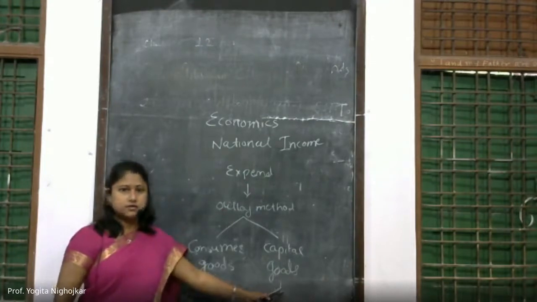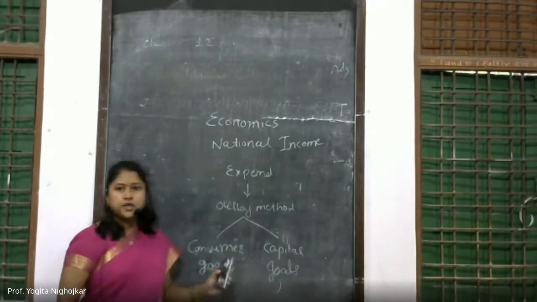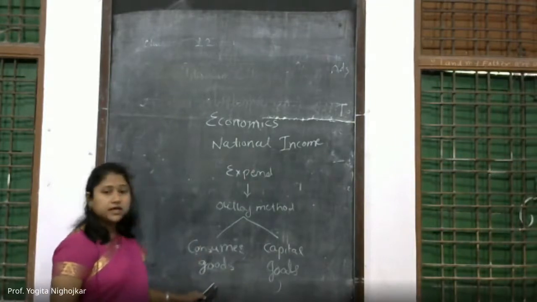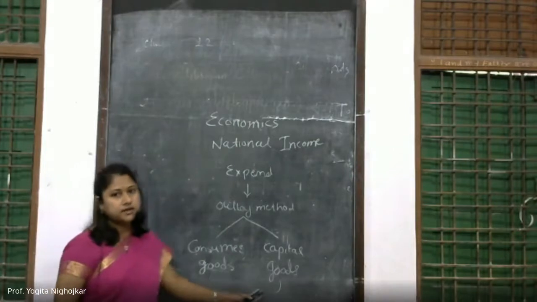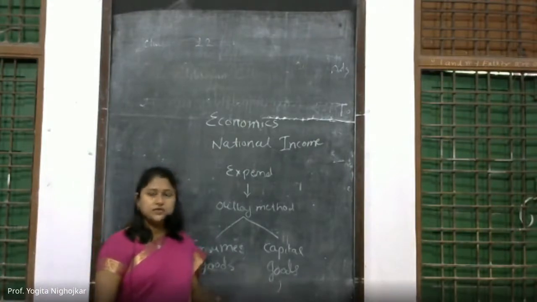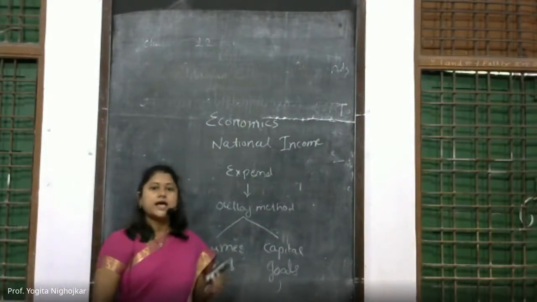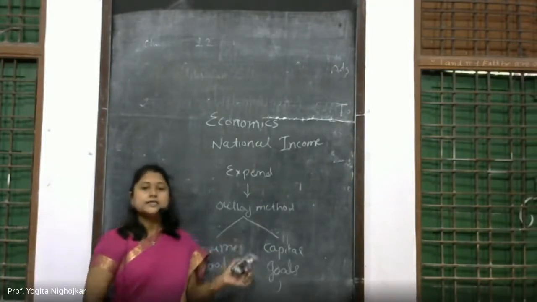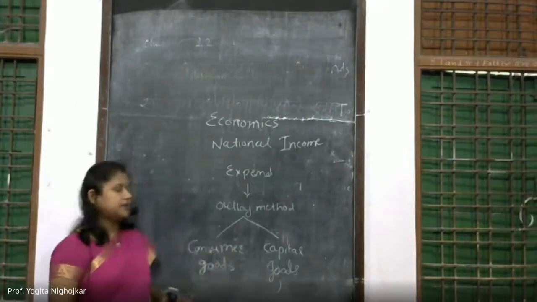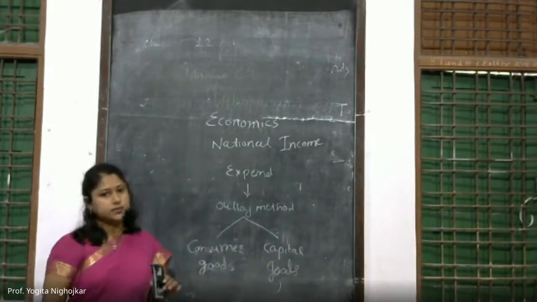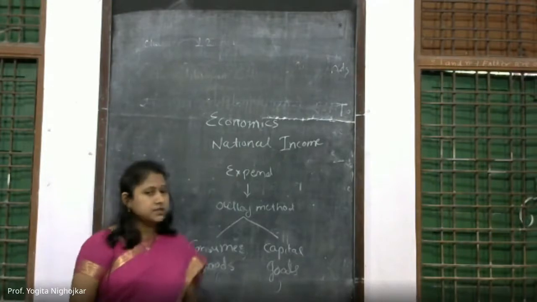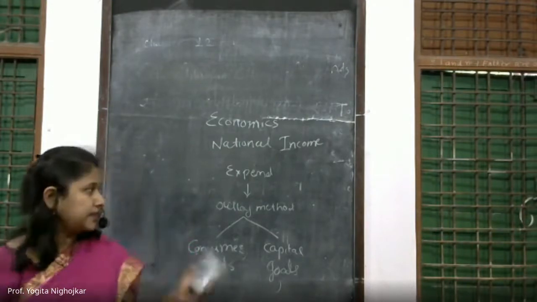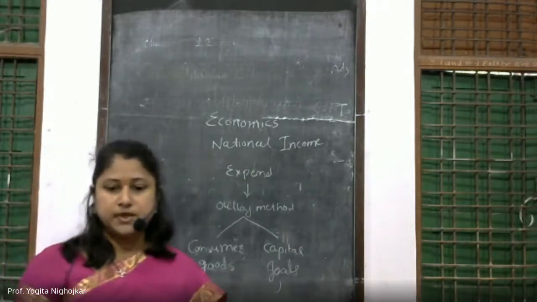We can get national income by summing up consumption expenditure and investment expenditure made by all individuals, firms, as well as the government of the country during one year. It is a system for calculating GDP, that is gross domestic product. While estimating national income by expenditure method, some precautions should be taken.